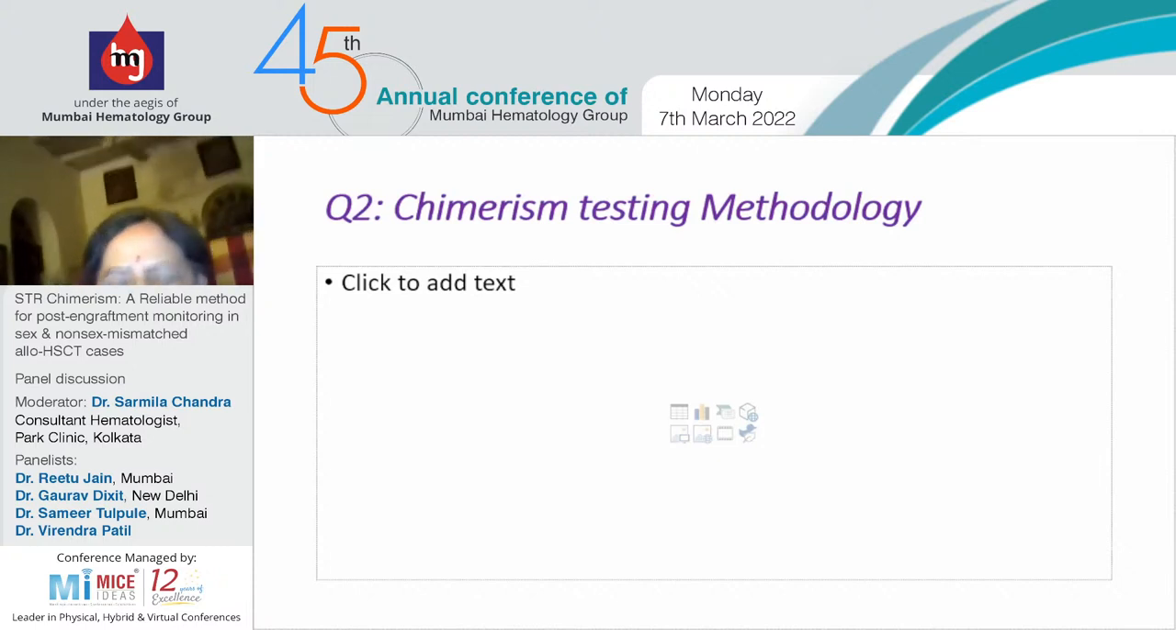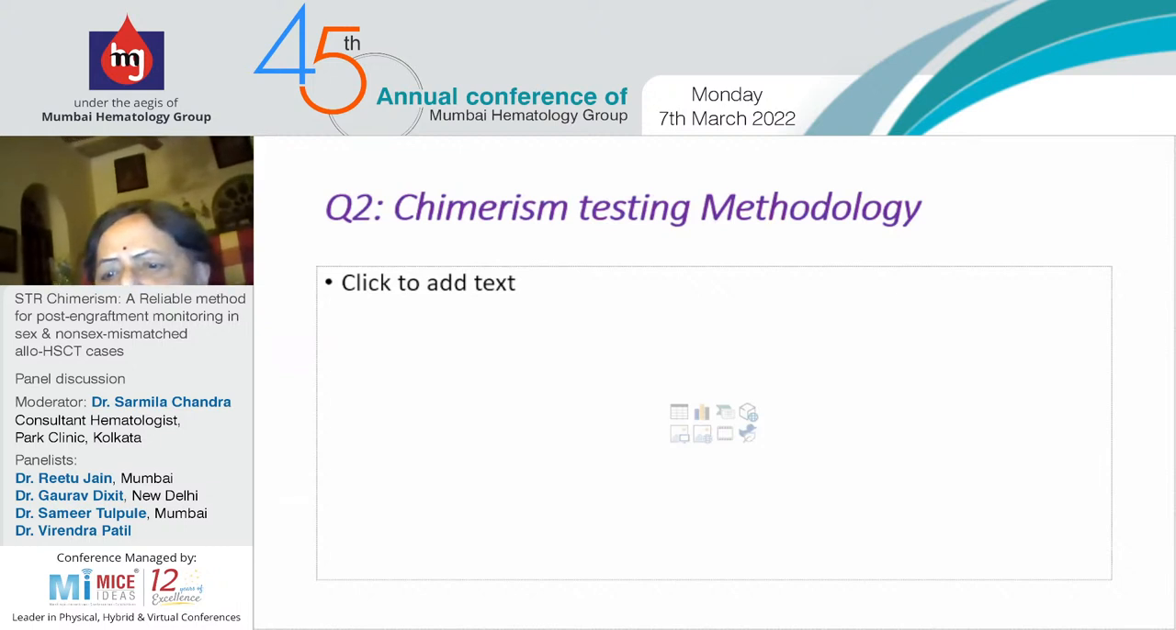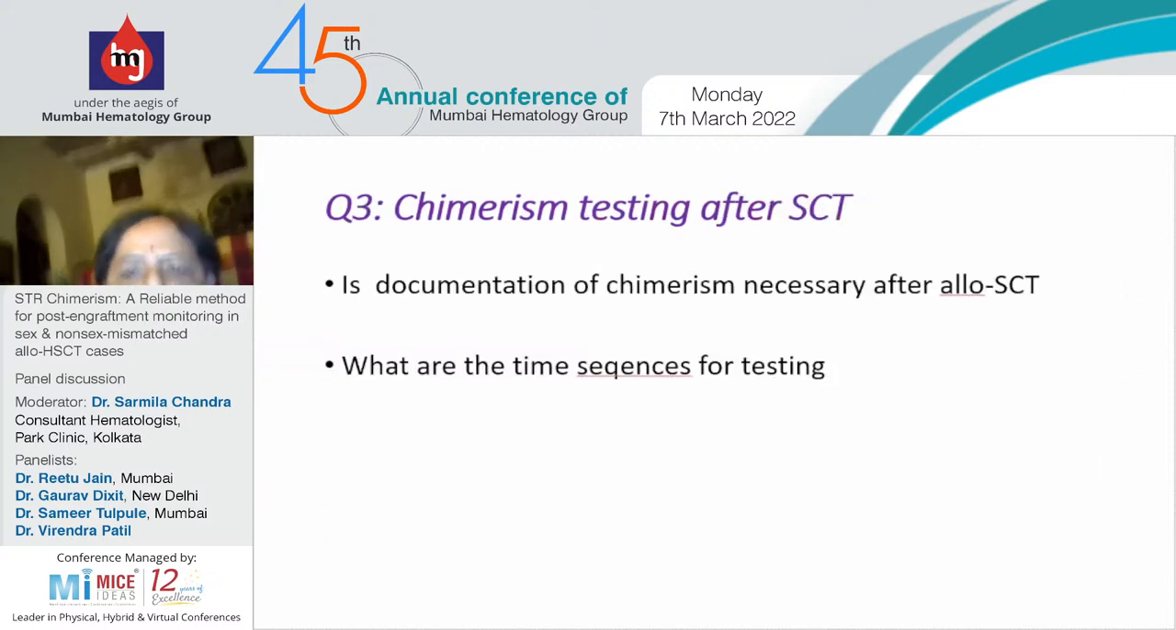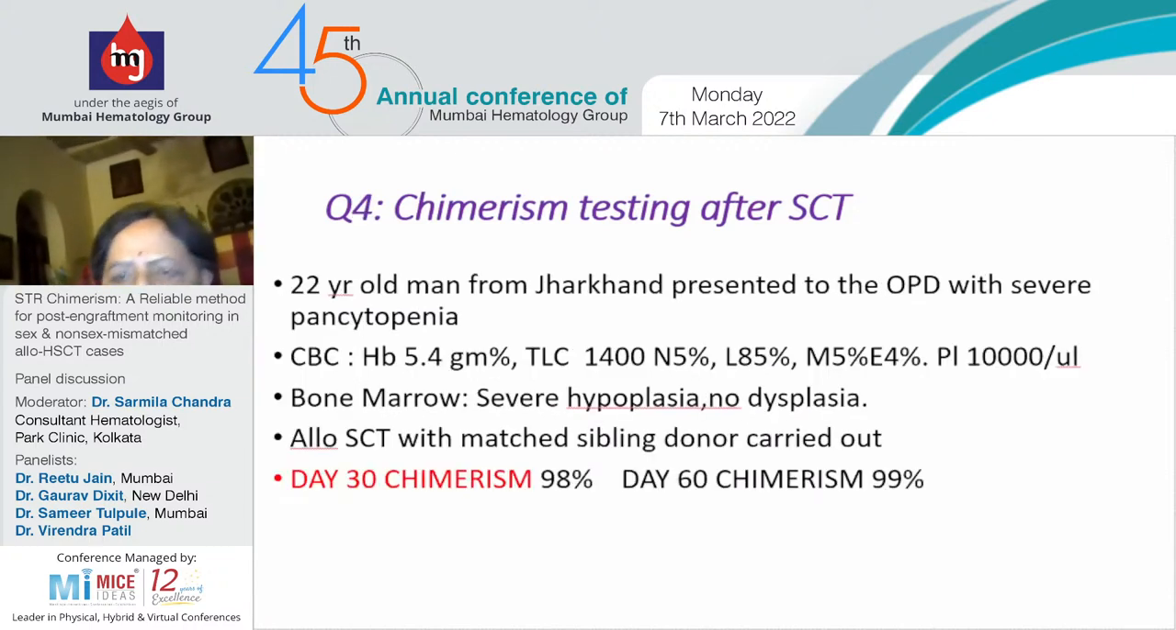Okay, so we will now go on to three patients that we did in the last 1 year, allotransplants that have taken place in my hospital. The first one is a 22-year-old man from Jharkhand who presented in Calcutta to the OPD with a severe pancytopenia. The hemoglobin was very low. The peripheral blood showed a severe pancytopenia. And we did a bone marrow, and there was a severe hypoplasia and no dysplasia.